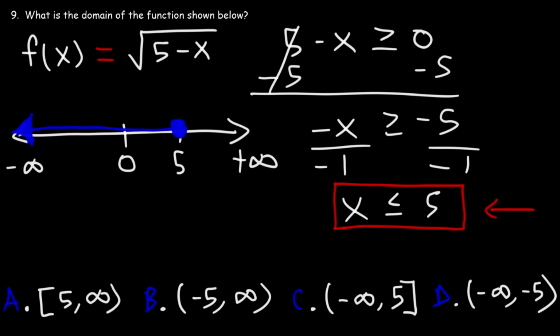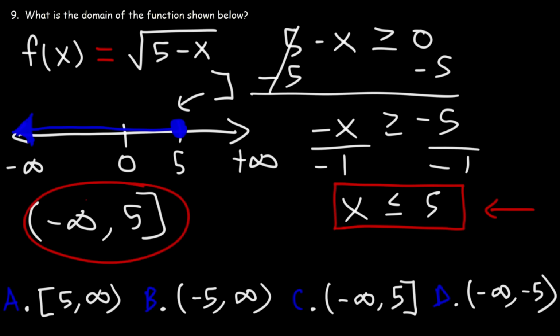So going from left to right, the shaded region starts at negative infinity and it ends at 5. So the answer is going to be from negative infinity to 5. Now, what we need to determine is, are we going to use parentheses or brackets? You should always put a parenthesis next to an infinity symbol. Whenever you have a closed circle, you should always use a bracket. For open circles, use a parenthesis. So the answer is going to be negative infinity to 5. So C is the right answer.